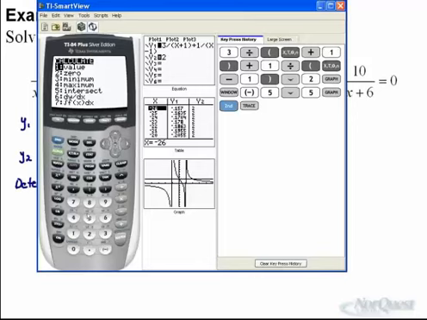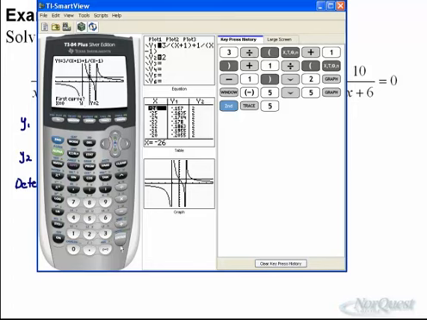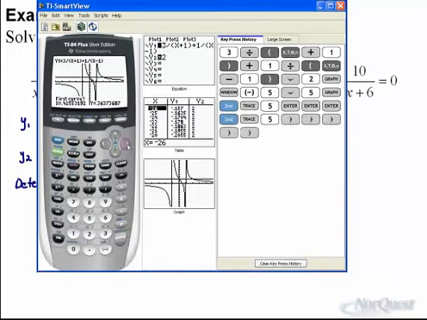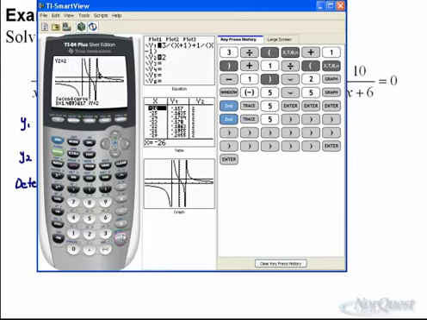Second function, trace. 5 for intersect. My cursor is right by that point right there anyway. So go enter, enter, enter. The first point of intersection is going to be when x equals 0. The second point of intersection, we need to move our cursor close to it so it doesn't find the same one again. Go enter, enter, enter. I like this point of intersection method because it's quite quick. You just sometimes have to mess around with the window settings a little more than the 0 feature. And the other point of intersection is the point 2.